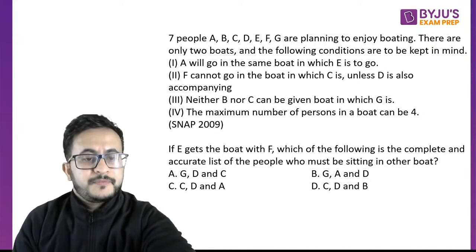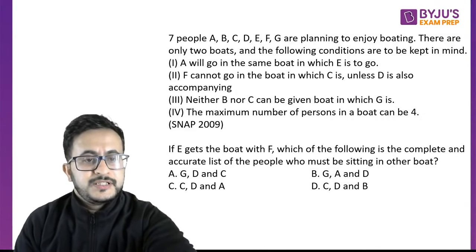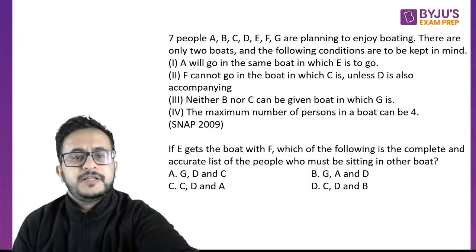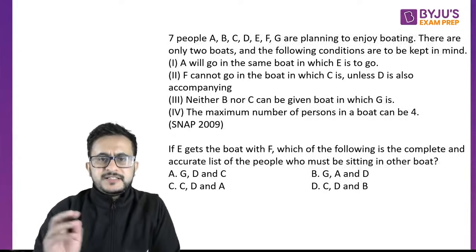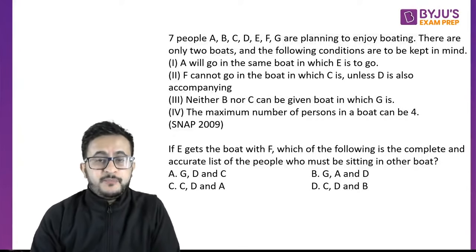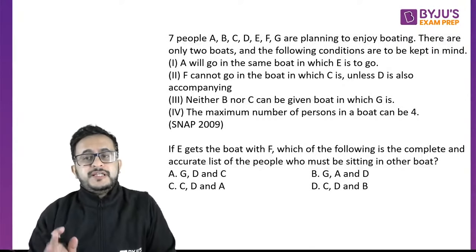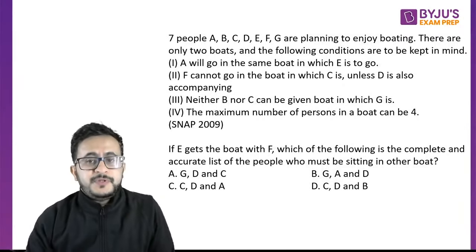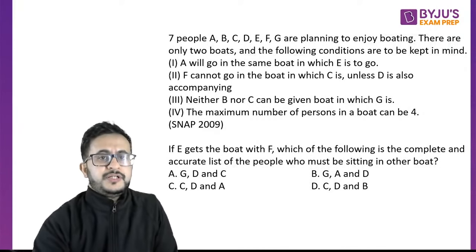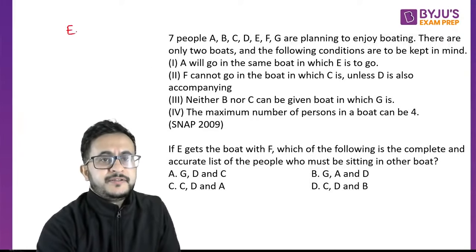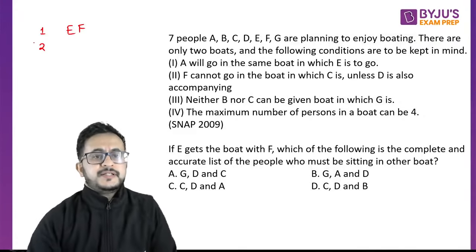Okay, so let's go to this question. It is the same question set, the second question. It says that if E gets in the boat with F, which of the following is the complete and accurate list of people who must be sitting in the other boat? So this says that E and F are in one boat. Who are the people in the next boat?